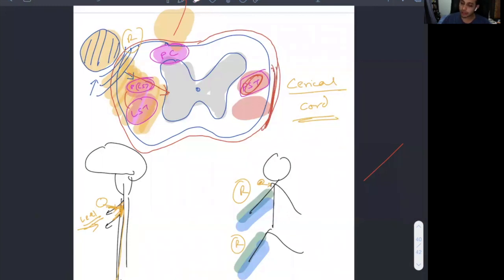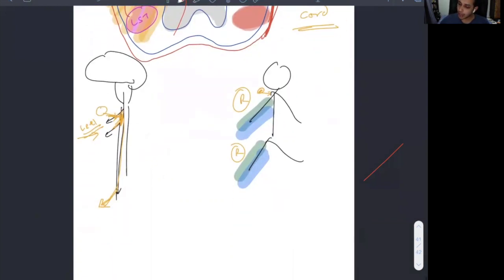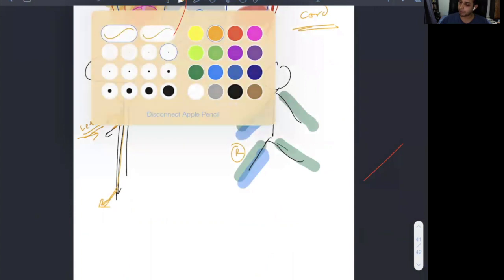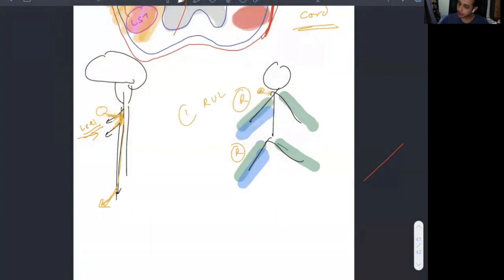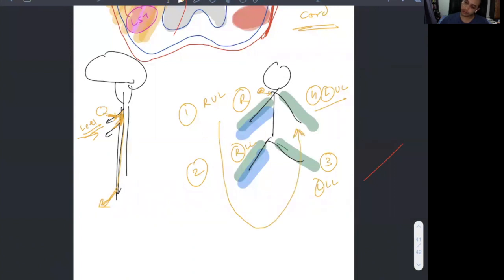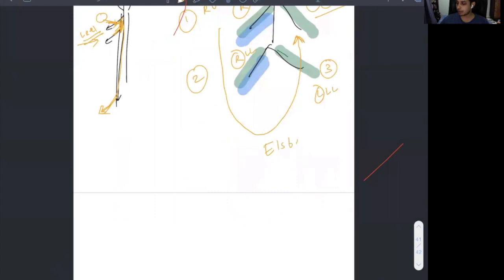So eventually, after your right-sided corticospinal tract and lateral spinothalamic tract get compressed, your left pyramidal and spinothalamic tracts start getting compressed. And so you will start getting weakness of your right lower limb, followed by your left lower limb, followed by your left upper limb. So you have right upper limb first, right lower limb second, left lower limb third, and left upper limb fourth. So this is called a U-shaped weakness. And this is also called Ellsberg phenomenon.